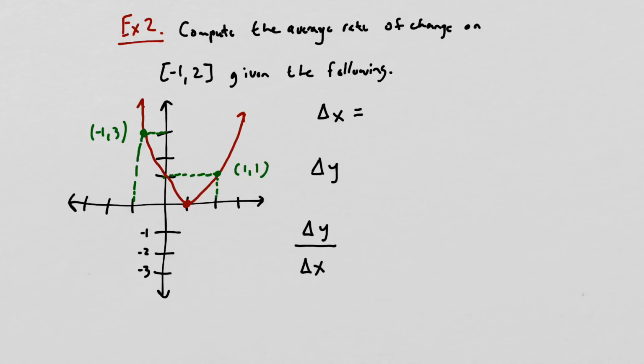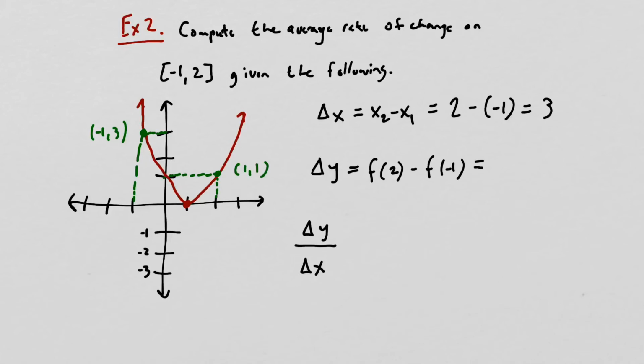In this case, we have x2 minus x1. x2 in this case is given by 2. x1 is given by negative 1, which means that this is going to be equal to 3. Our change in y is going to be given by our f of 2 minus our f of negative 1.